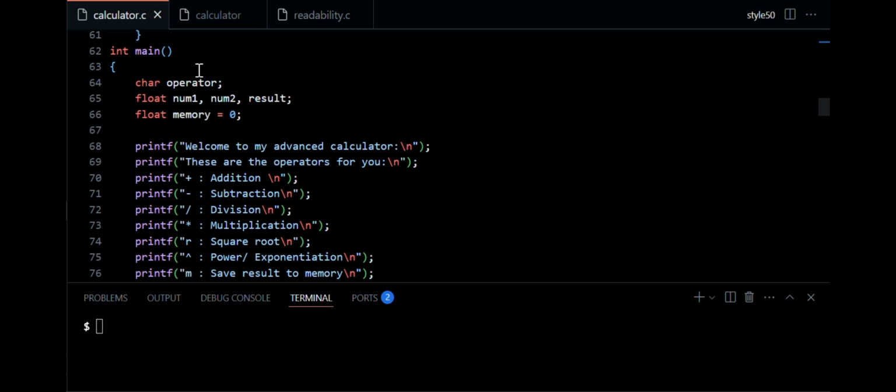As we go down, there is my main function where I have used three data types. This is character, char. I don't know how we pronounce it. Some people say car, some people say char. I'm not sure. So float and another float too for memory.